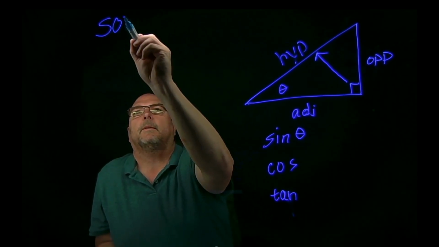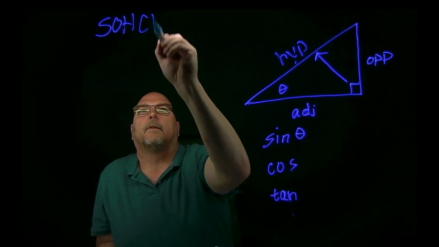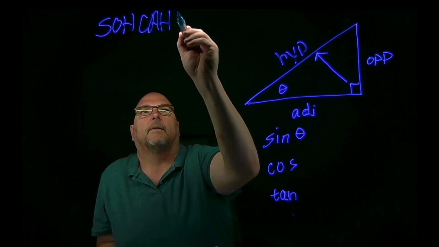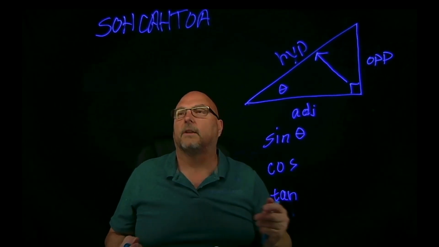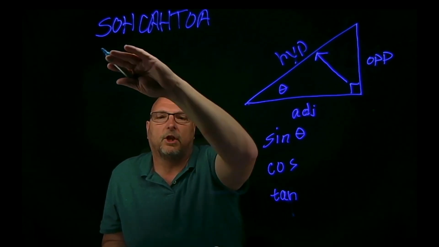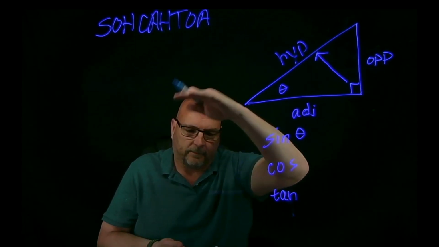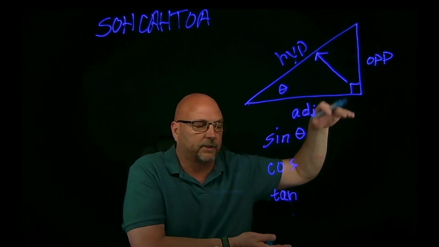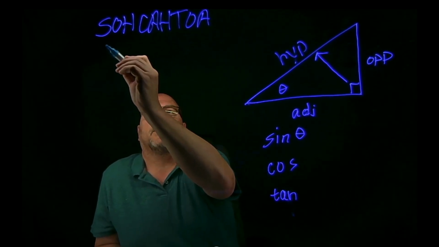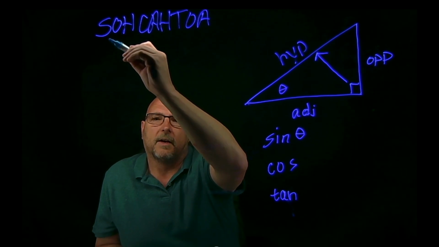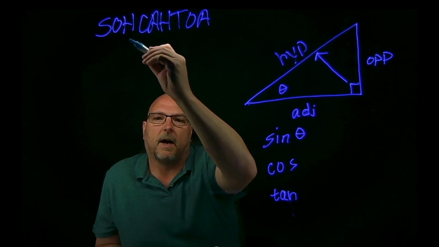Because I'm sure by now you've heard of the mnemonic device Sohcahtoa. When I was in high school, my teacher taught me Chief Sohcahtoa, and he had a cigar store Indian in his classroom. So Chief Sohcahtoa. So stood for sine equals opposite over hypotenuse.